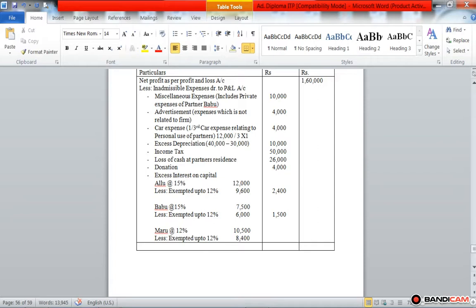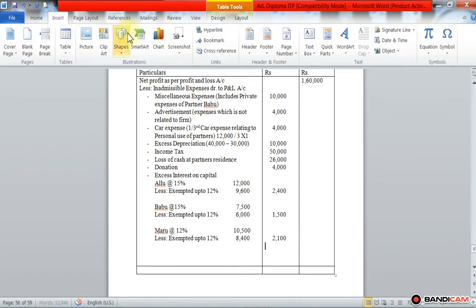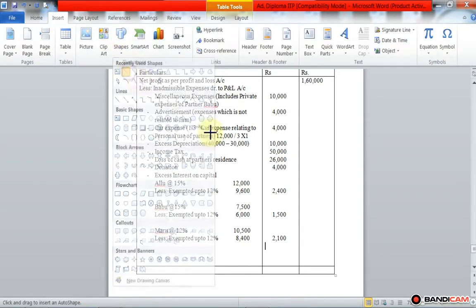8,400 is allowable. So deduct this 8,400 from 10,500. We get a taxable interest of Maru amounted to rupees 2,100. Then we consider here all disallowed expenses. Now we make a total of the inner column.